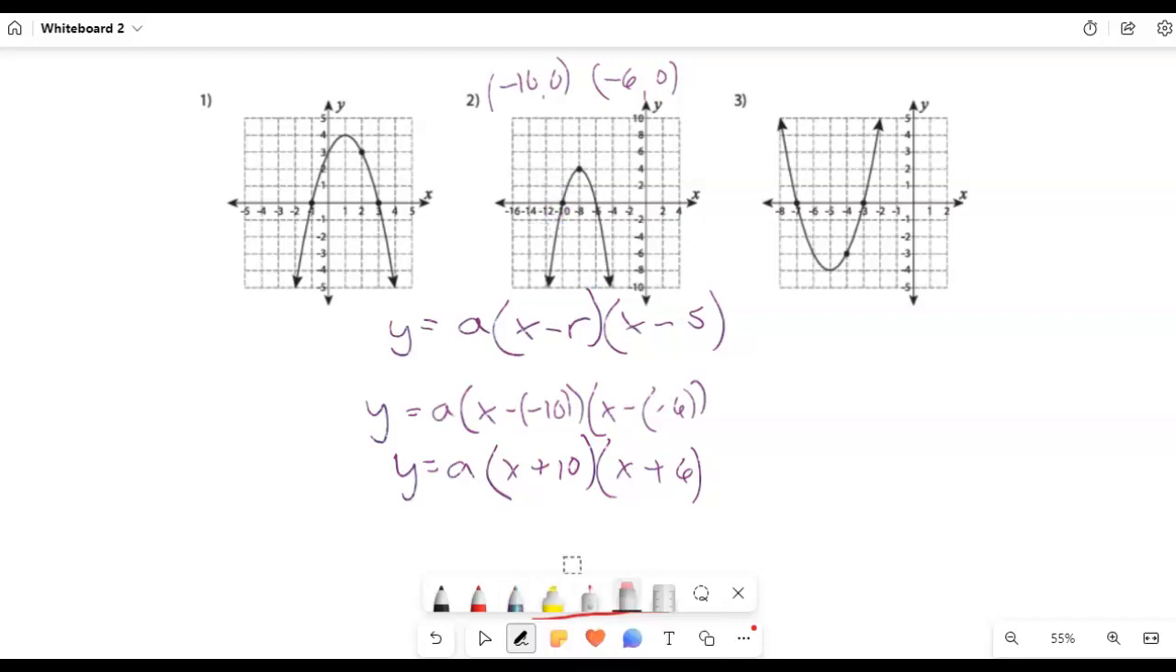And so we're going to use a point. We have a point right here, right? That is a point that I can use. And so we're going to go ahead and say that that point is -8, 4. So this is our x, this is our y. So let's set that up. 4 equals a times negative 8 plus 10 times negative 8 plus 6.